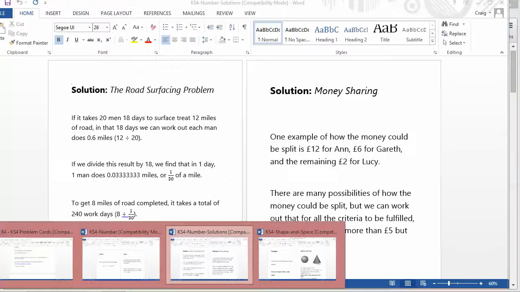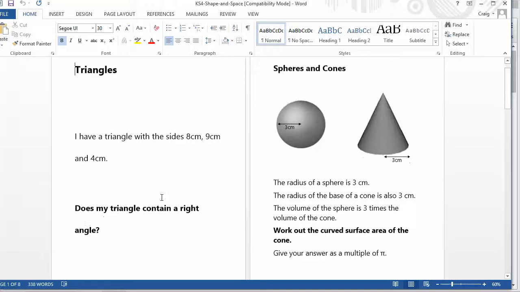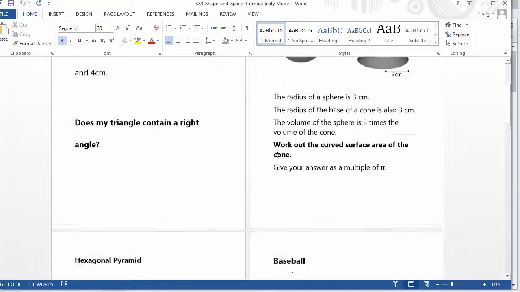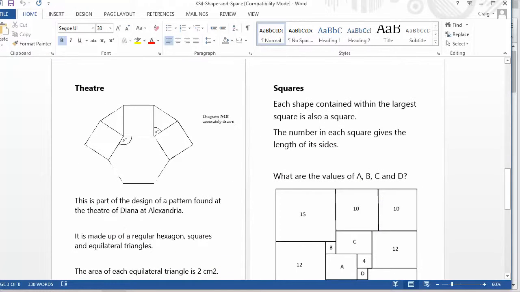And it's not just number that's covered as well. Here's some shape and space stuff. And again, just some absolutely outstanding questions. I have a triangle with sides 8, 9 and 4. Does it contain a right angle? Now again, that question there, lots of different ways the students could approach that one. They could do a bit of Pythagoras, or they could grab for the rulers and compasses and start constructing it. Nice spheres and cones one, baseball question, hexagonal pyramid, and so on. Now these, I think, are absolutely wonderful questions.